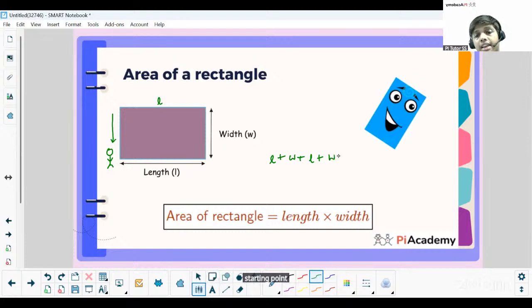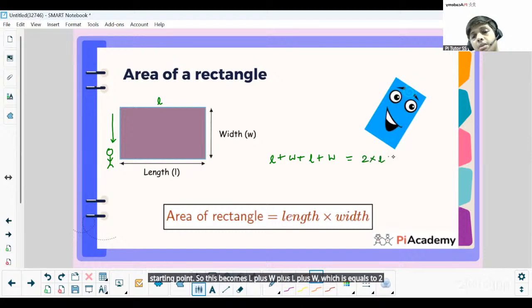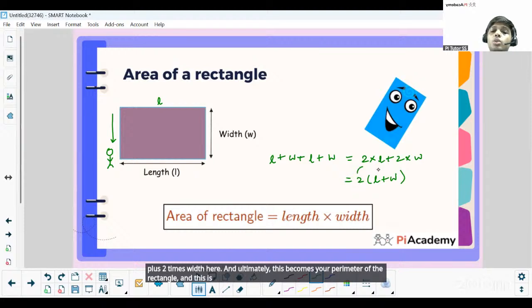So this becomes L plus W plus L plus W, which is equal to 2 times length plus 2 times width here. And ultimately, this becomes the perimeter of the rectangle, which is represented by 2 times the sum of the length and width.